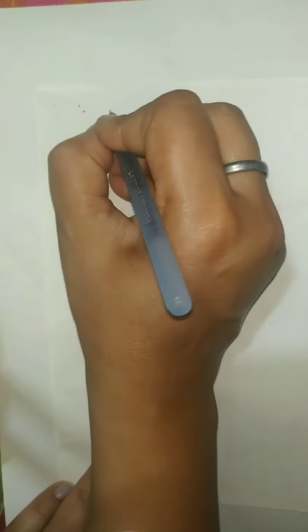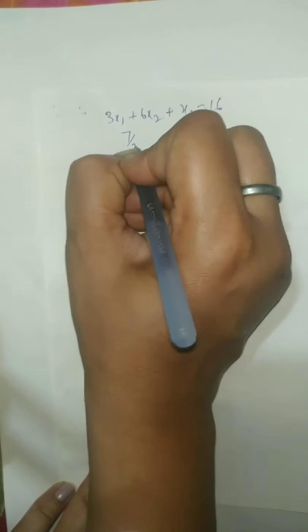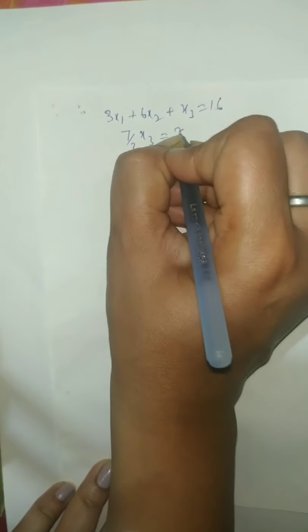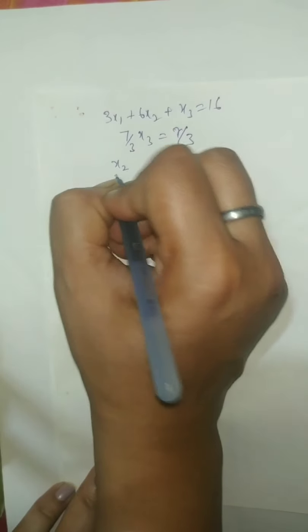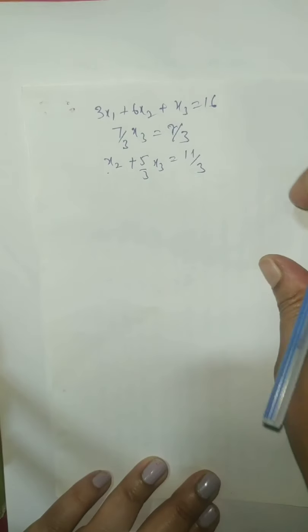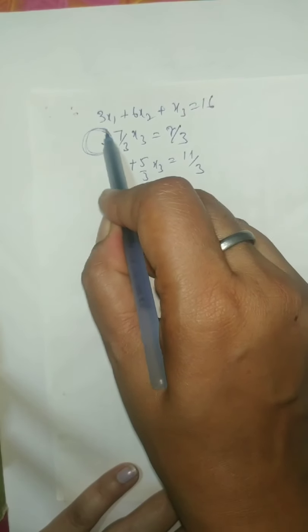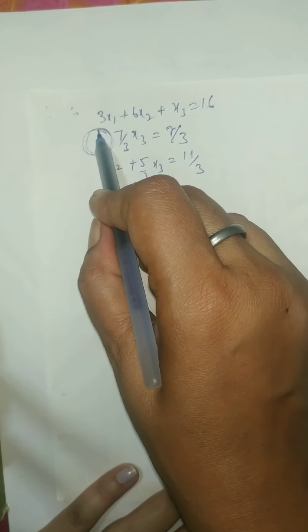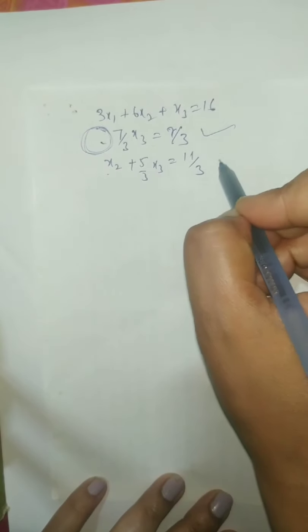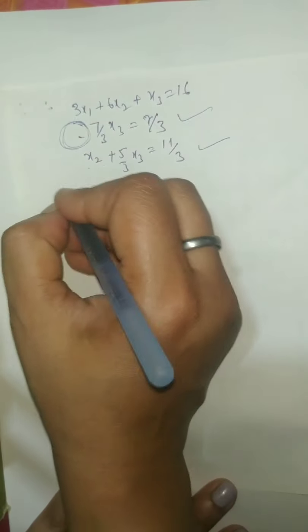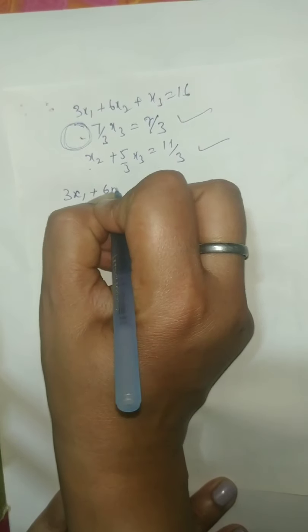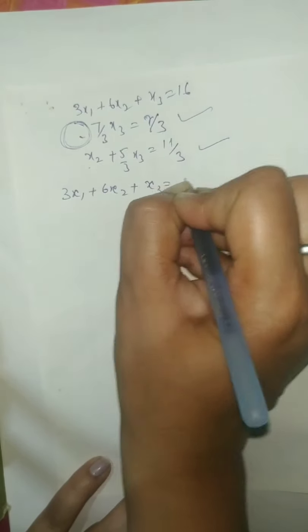So after doing this first stage, we get the equations 3x1 plus 6x2 plus x3 is equals to 16, 7 by 3 x3 is equals to 7 by 3, and x2 plus 5 by 3 x3 is equals to 11 by 3. But here, in the second equation, the pivot element is 0. There is no pivot element, so we cannot proceed as usual. So we interchange the second and third equation, to get the upper triangular linear system of equations.